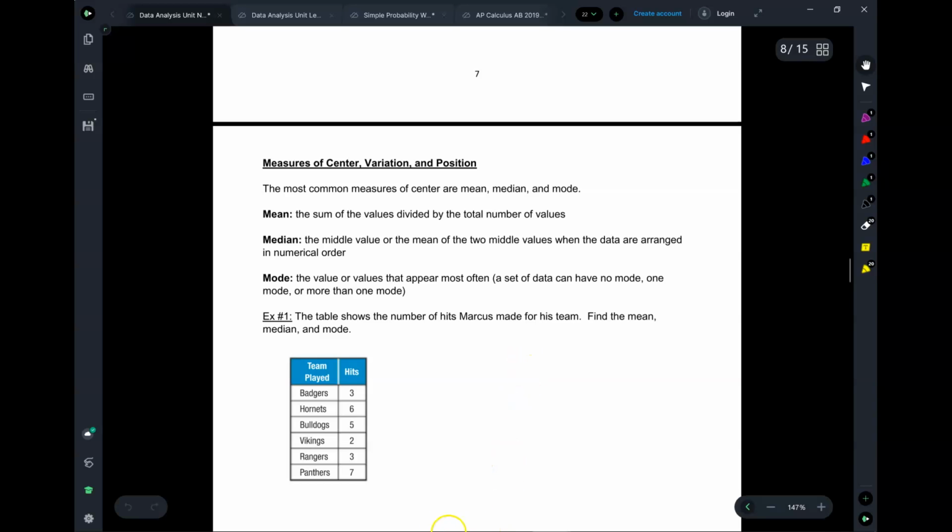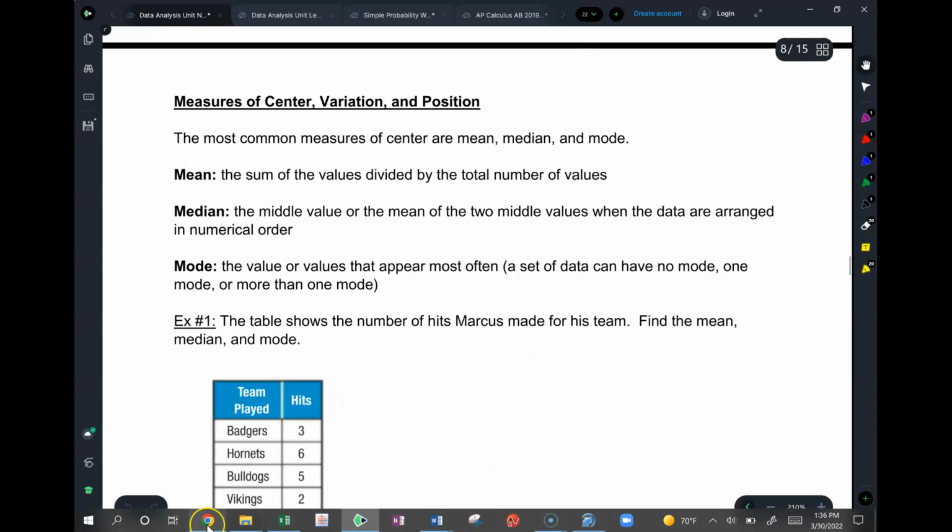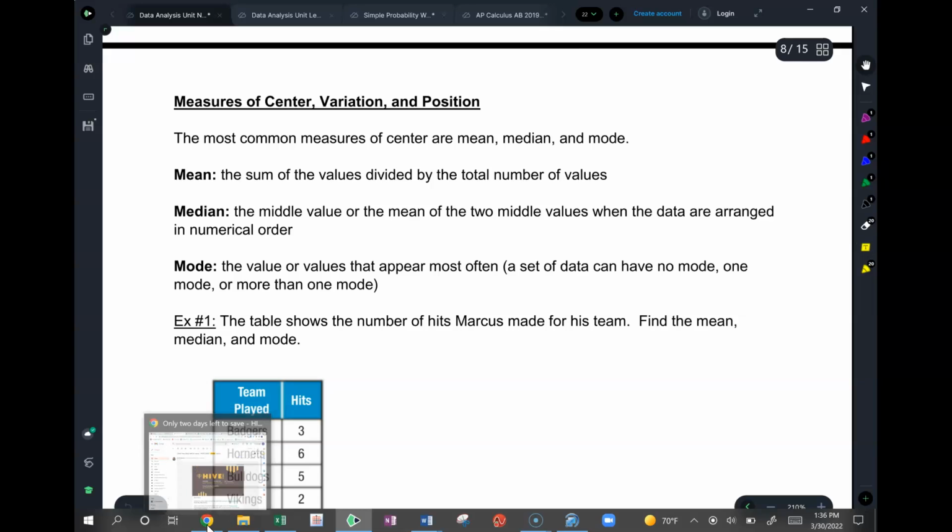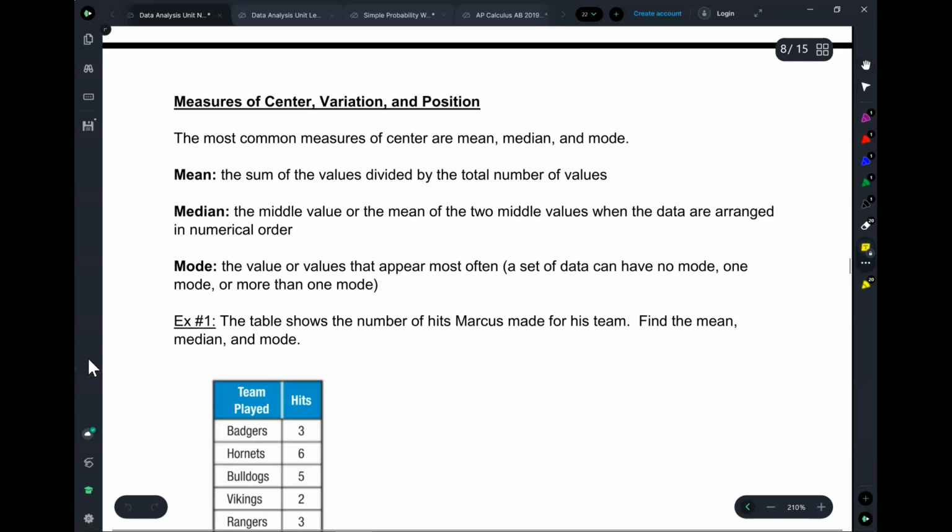Right, so in this section, we're going to talk about measures of center, variation, position, and a lot of this is stuff that you've seen before, right? These are called measures of center because when you have a list of data and you look at the average or the median, you look at basically what's happening at the center of that data.